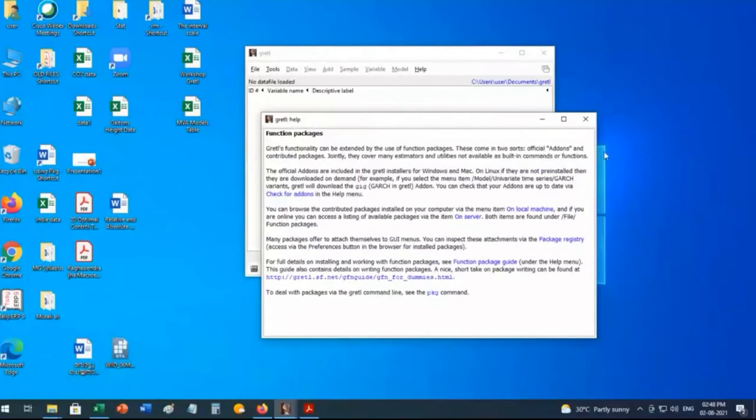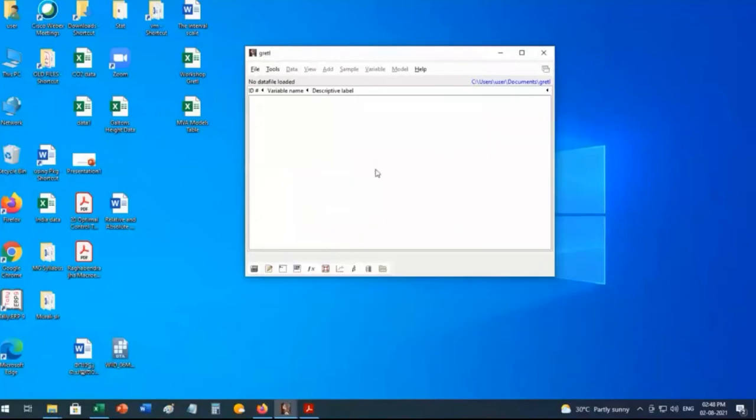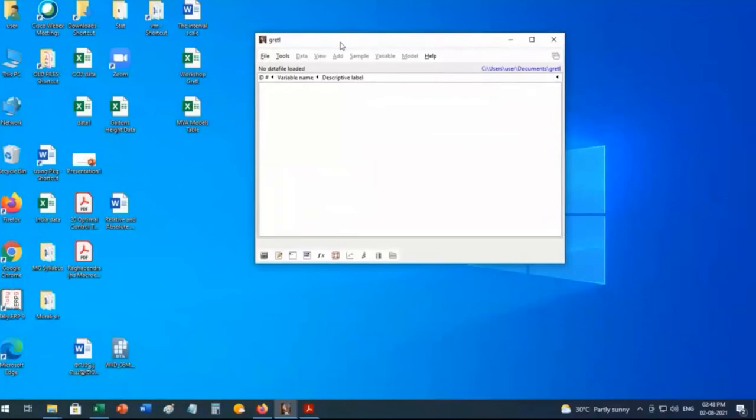Now I shall tell you some important advantages of using Gretl. One thing, you see, except file, tools, and help, all other menus are inactive because we have not entered the data. Once we enter the data, all these buttons will become active.